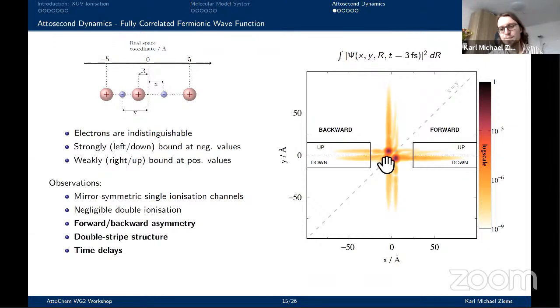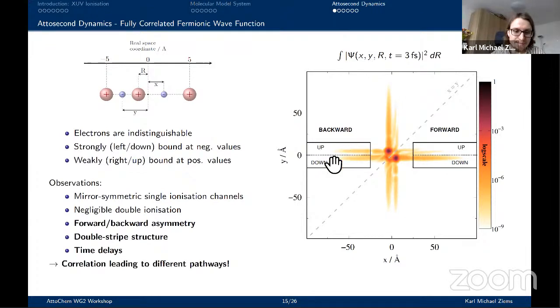And we can see that these processes have some substructures, and we can also see that these things are happening on different time scales. There are time delays, because here at 3 femtoseconds, we have this down channel and forward far more evolved than the up channel here. Okay, so we can already say that there will be some electron-electron, even electron-nuclear correlation, which is leading to different pathways during the ionization, and not just our single active electron picture where one electron gets ionized and the parent ion electron stays in its original position.